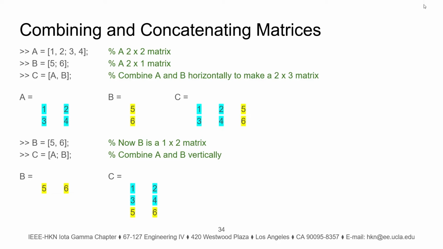Here we have A, B in the hard brackets. So that combines it horizontally, and you have C, which is a 2 by 3 matrix as seen here. Now, on the other hand, if we define B as a 1 by 2 matrix, 5, 6, then we can combine them vertically. Notably, we have C equals A, semicolon, B within those hard brackets. The two matrices are combined vertically, as you can see here.